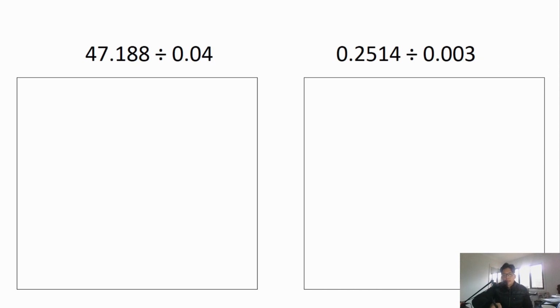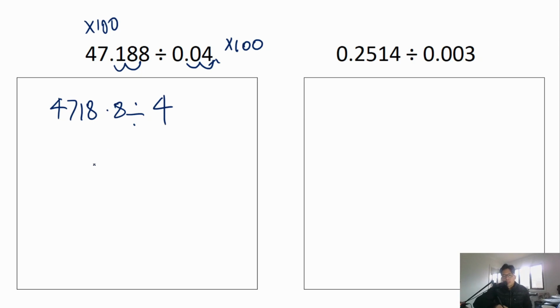Alright, now that you're back, let's go through these questions. We have 47.188 divided by 0.04. So we need to bring that decimal place down 2 places, and that means multiplying it by 100. And we also need to do it to that side as well. So 47.188 times 100, that gives us 4,718.8 divided by 4. Let's write that in the format we're used to.